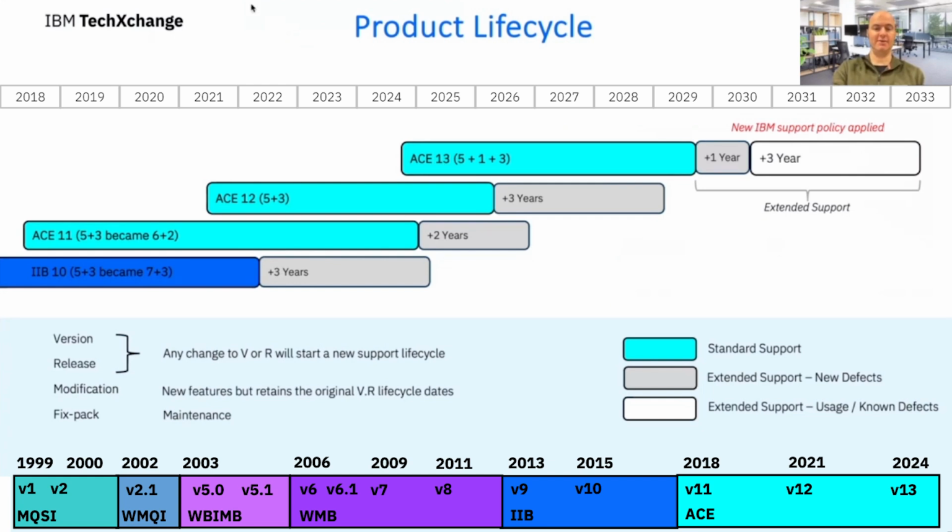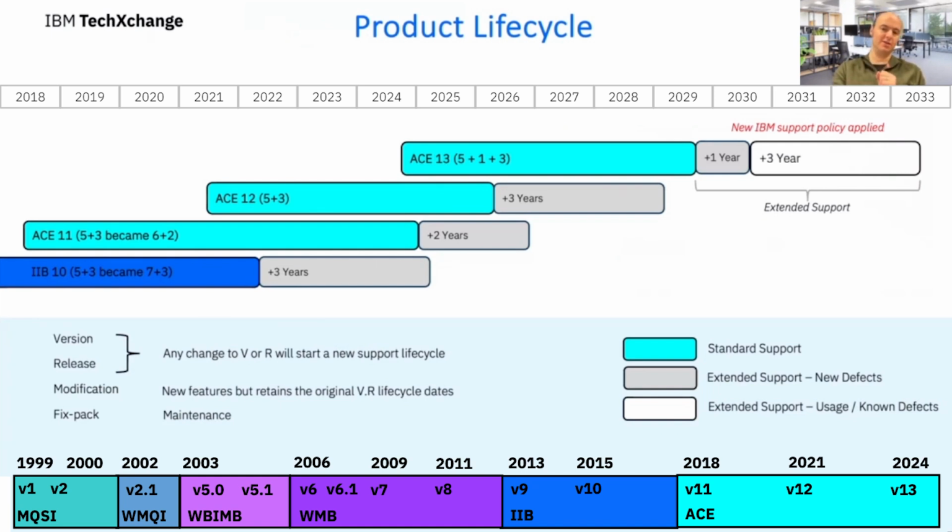We keep following down that line. We've got ACE 12, that was released under 5 + 3, so 5 years standard support, 3 years extended. And from when version 12 was released, the 5 years would look to end somewhere in early 2026 before it goes into extended support. And then if we come down to V11, that was originally released on 5 + 3, it became 6 + 2 in terms of support. So you had 6 years of standard support, and actually V11 is going out of standard support now.